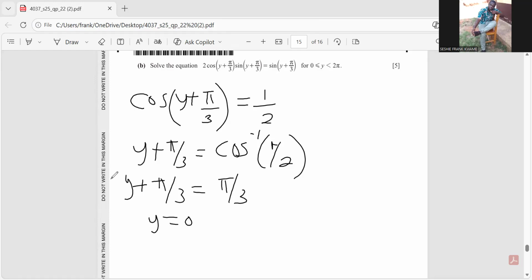But the cos values can also be plus pi. That's one thing you should know. Plus multipliers of pi rather. So if I have the first multiplier of pi, that would be pi over 3 plus pi. And that's 4 over 3 pi. So y plus pi out of 3 should now be equal to 4 out of 3 pi.